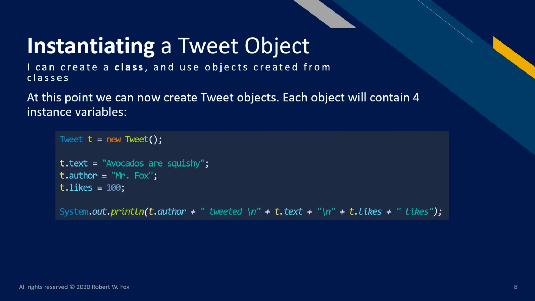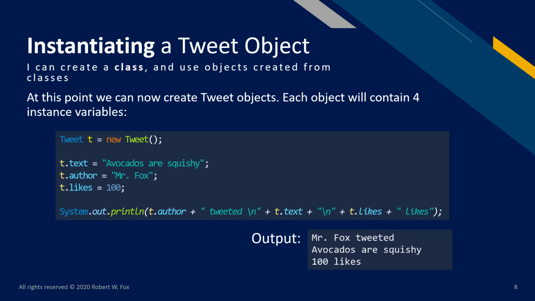Now at this point, we haven't made any methods in our Tweet class, but nonetheless, we can start making Tweet objects if we want to. So I can say Tweet t equals new Tweet, and I can set the text of that object and the author and the likes, and I can even display all the information of that object in a println statement, which gives the following output.